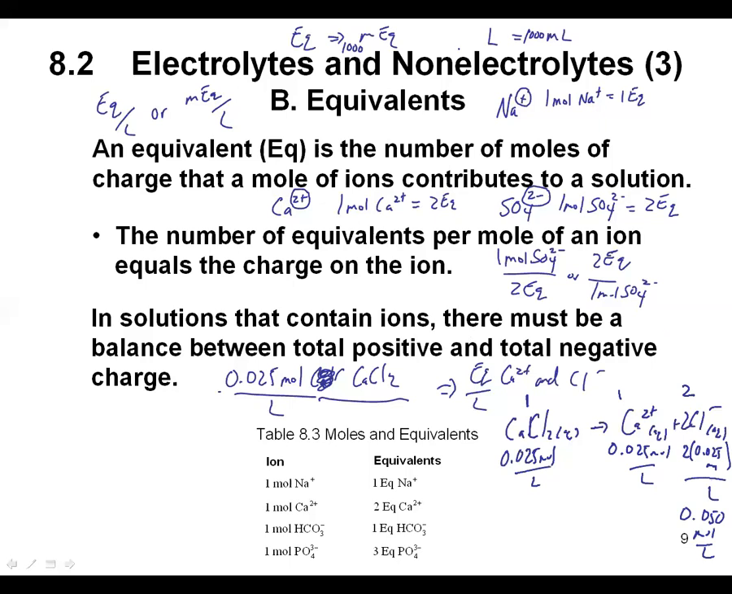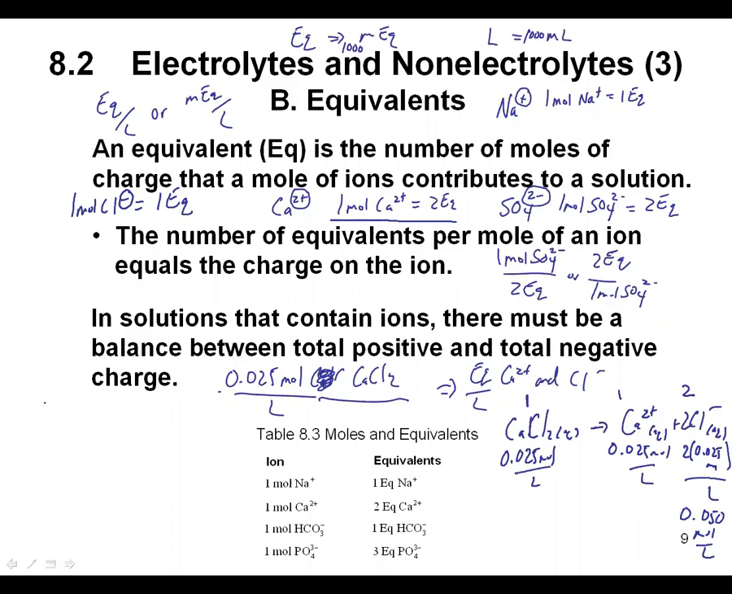If we do our calculation for each of these ions, we see it on the screen here. We did it last time. For the calcium, we have the relationship that 1 mole of calcium ions will give you 2 equivalents. For the chloride, 1 mole gives 1 equivalent, because the charge is -1, which means it's 1.